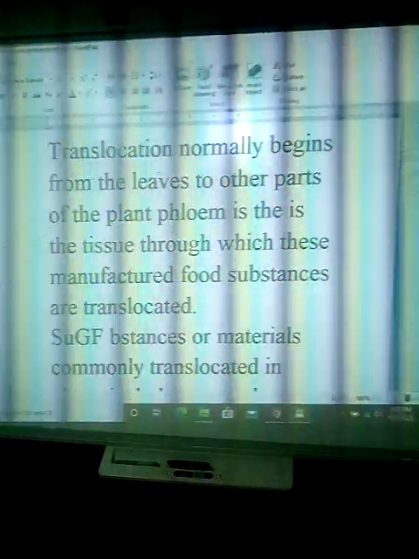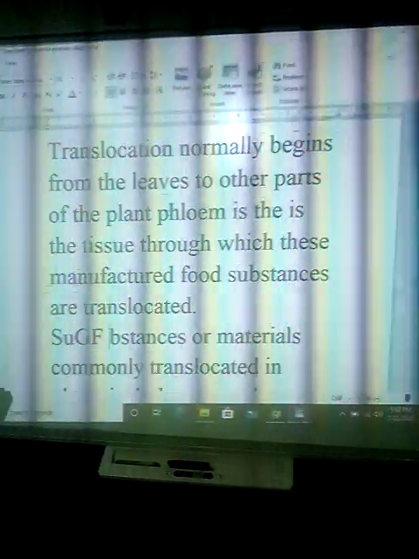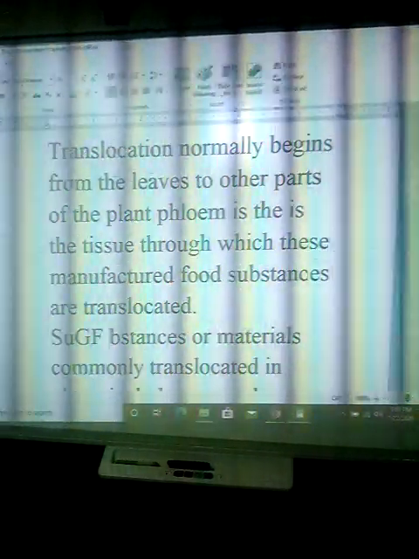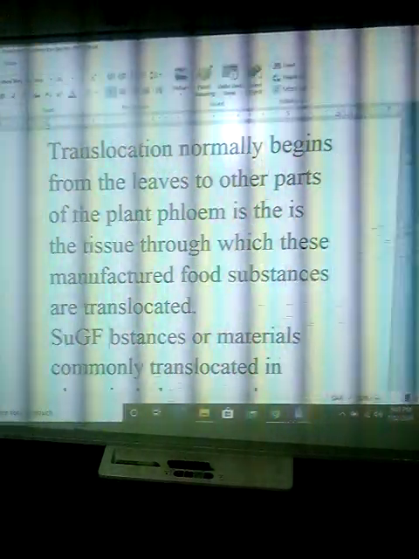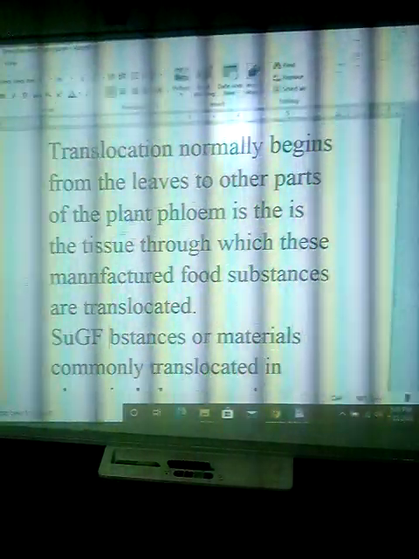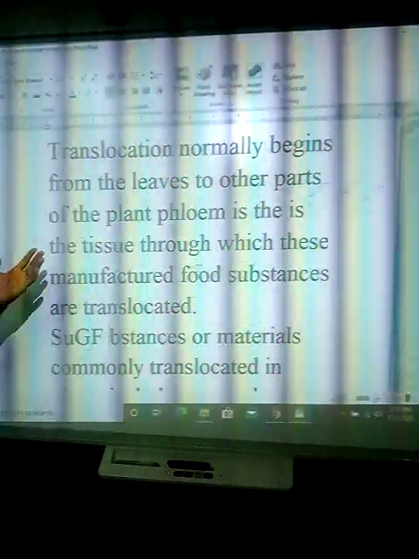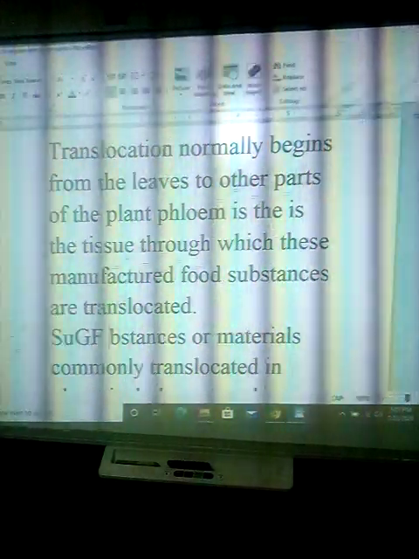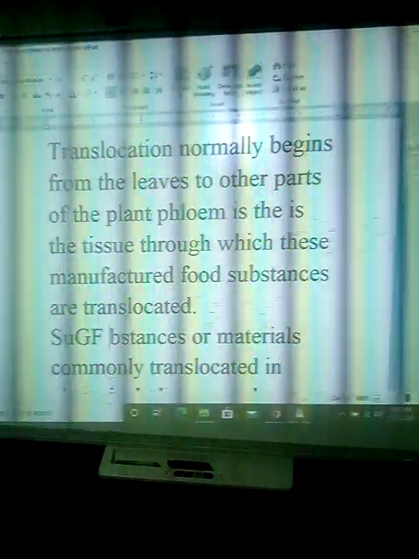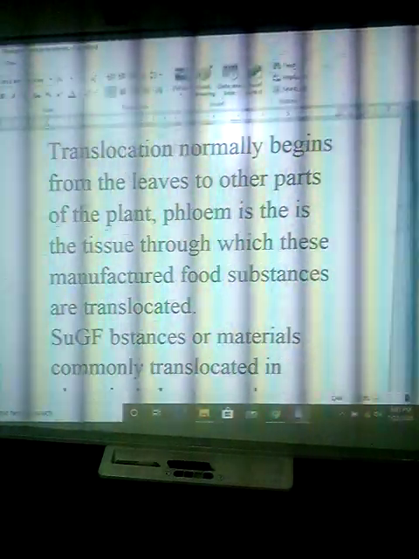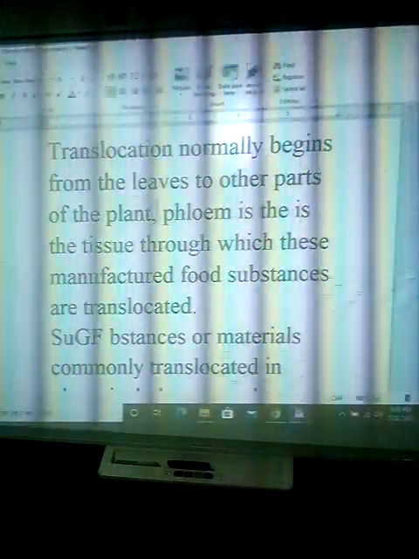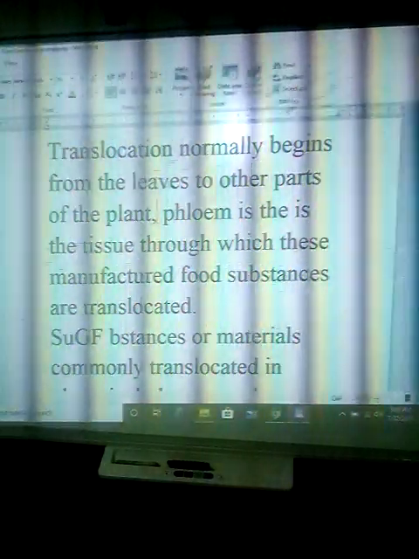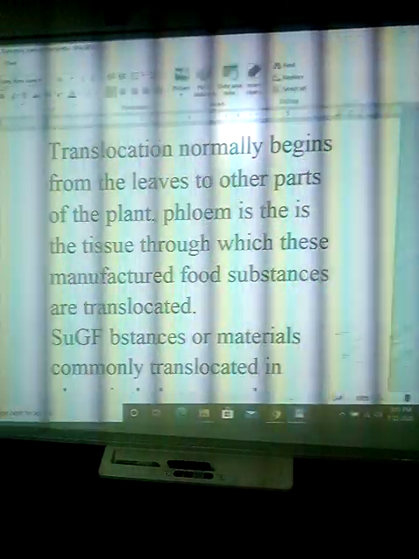Translocation normally begins from the leaves to other parts of the plants. Then it moves on to the phloem. Don't forget that the phloem is basically concerned with transport of food. Phloem is the tissue through which these manufactured food substances are translocated.